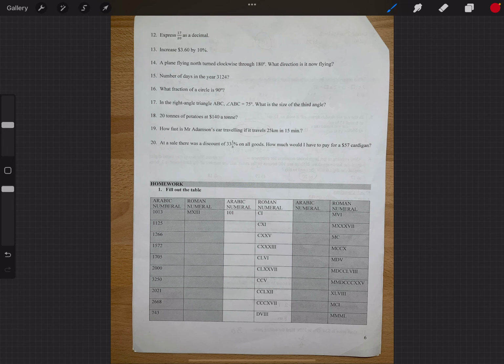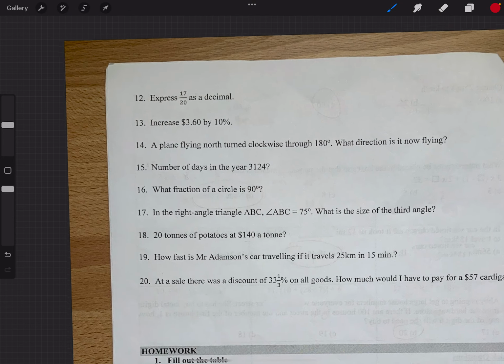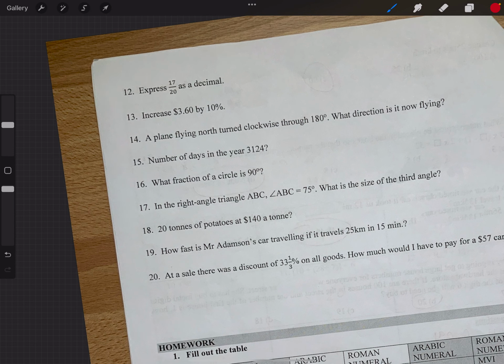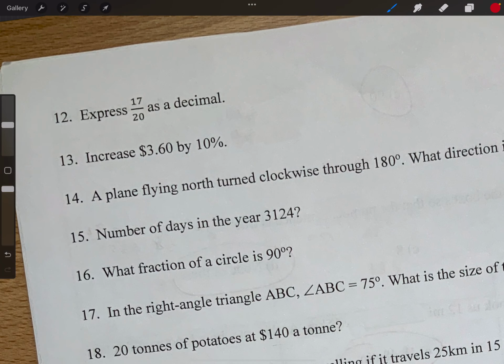On page 6, I'm just going to quickly do some of these questions up here before I do the homework questions. Express 17 on 20 as a decimal. Alright, so let's have a look here.